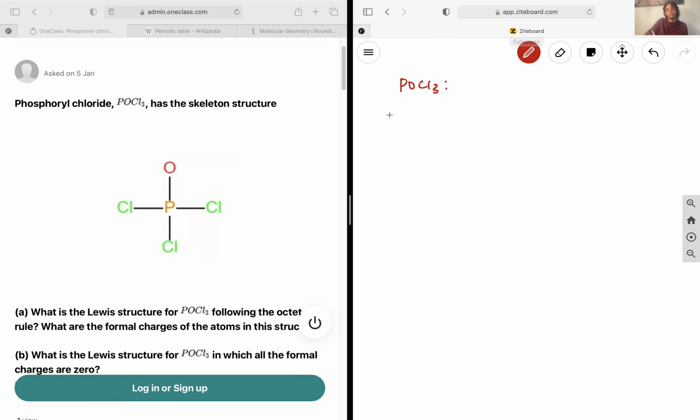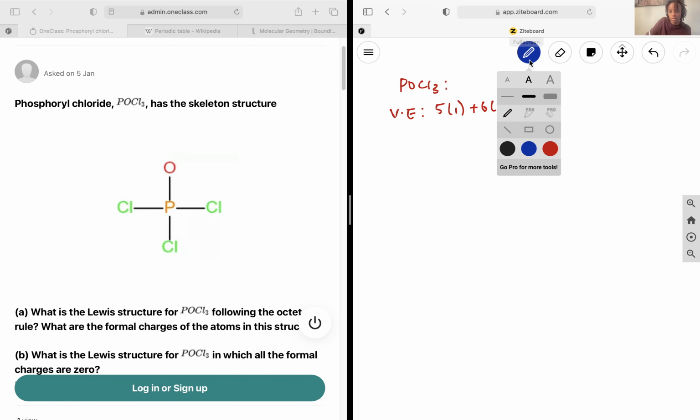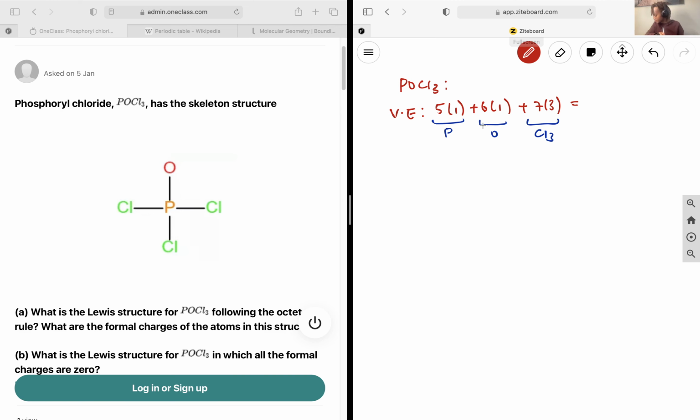So as usual, we're going to want to start with our valence electrons. We're going to have 5 by 1 from the phosphorus because there's only 1, 6 by 1 because of the oxygen, and 7 by 3 because of the chlorine. You can go ahead and label this. This is POCl3. And this is actually going to give us 21 plus 11, so 32 electrons. So we have 32 electrons to play with.